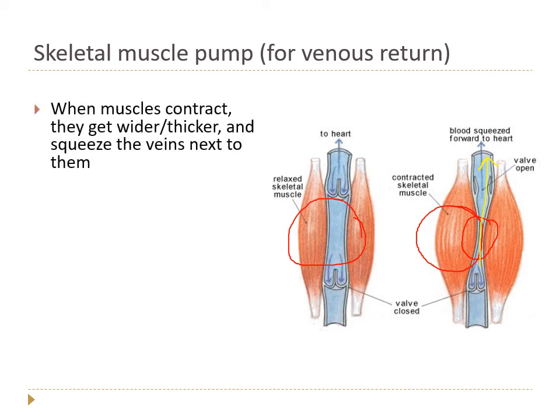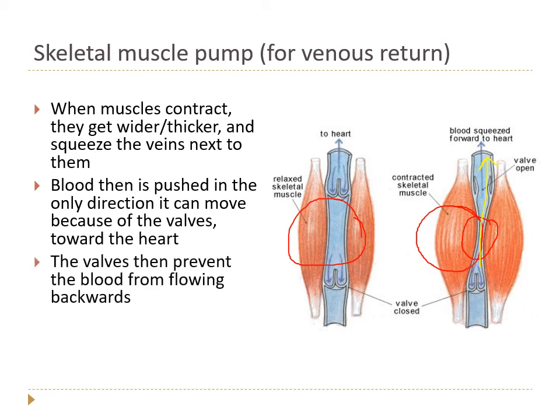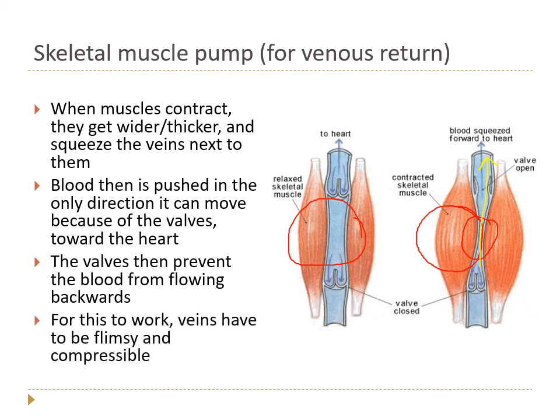When muscles contract, they get wider and thicker. That squishes the veins next to them. Blood will move in the only direction it can to get out of that region of the vein, and the valves make sure that it goes in the right direction toward the heart. Then when the muscle relaxes, the blood can't go backwards, again because of the valves. I'm going to reiterate that this is a major reason why veins have to be flimsy and compressible, for the skeletal muscle pump to be able to work. If we couldn't squish them, this wouldn't work.